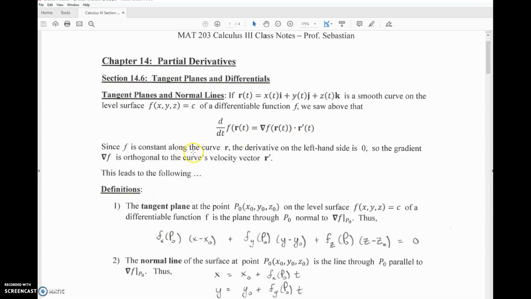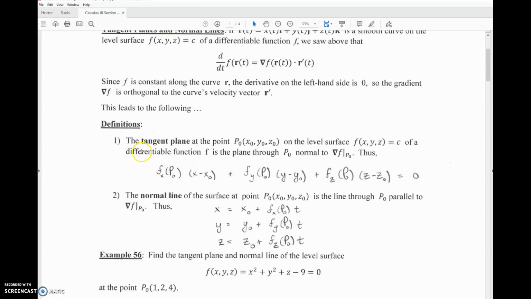Okay, and since f is constant along that curve, since it's a level curve, the derivative on the left-hand side is 0, which tells us that the gradient vector, grad f, is orthogonal to the curve's velocity vector. So we actually have seen that before. Okay, so this leads to the following then.